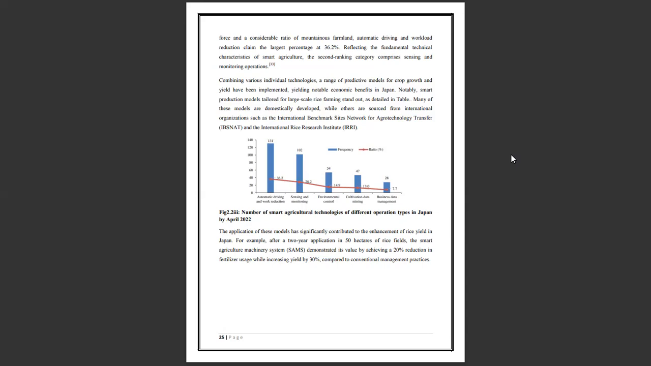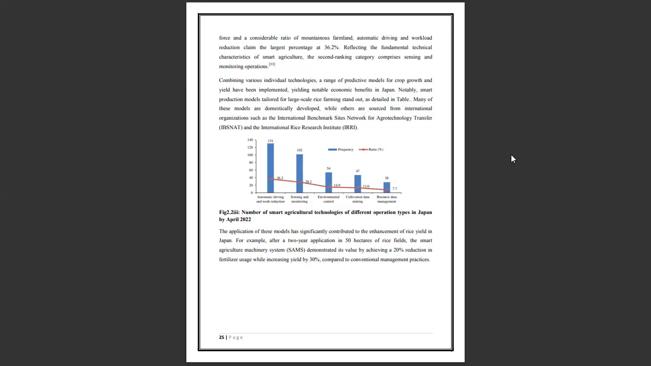Now, combining various individual technologies, a range of predictive models for crop growth and yield have been implemented, yielding notable economic benefits in Japan. Notably, smart production models tailored for large-scale rice farming stand out, as detailed in the table. Many of these models are domestically developed, while others are sourced from international organizations such as the International Benchmark Sites Network for Agrotechnology Transfer, IBSNAT, and the International Rice Research Institute. Now, figure 2.2 shows the number of agriculture technologies of different operation types in Japan in April 2022.